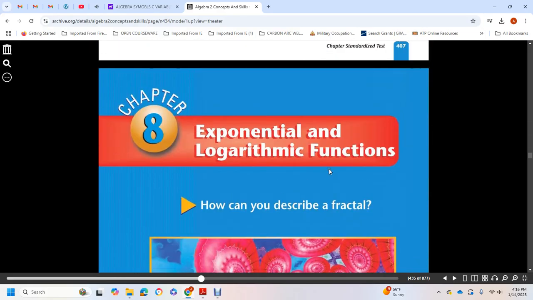Chapter 8, exponential and logarithmic functions.